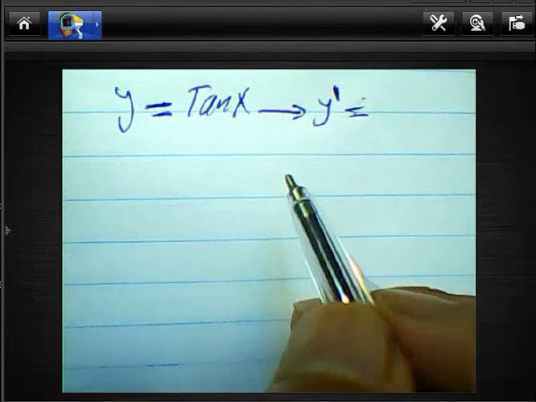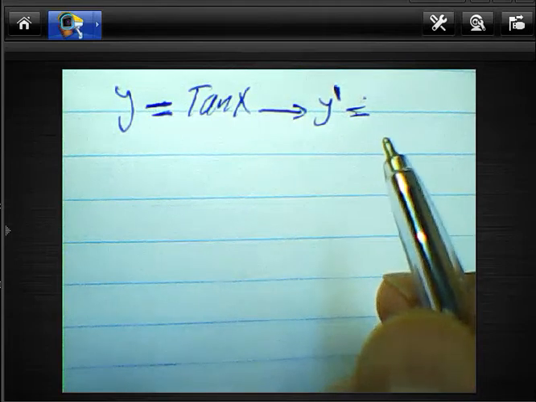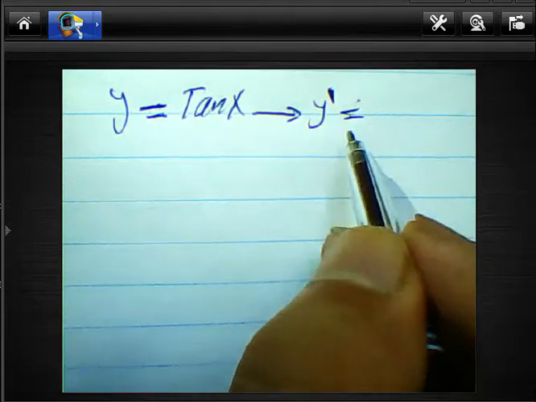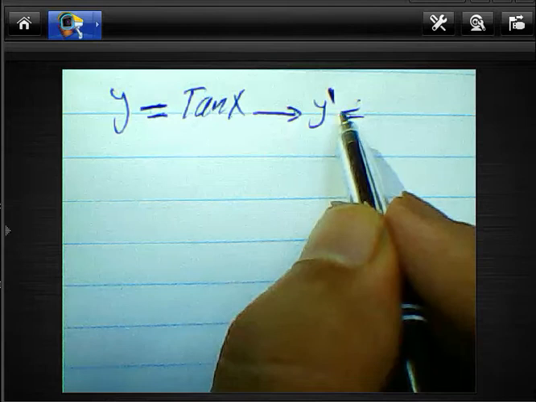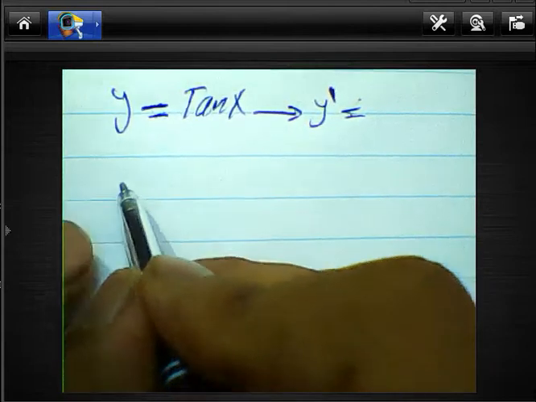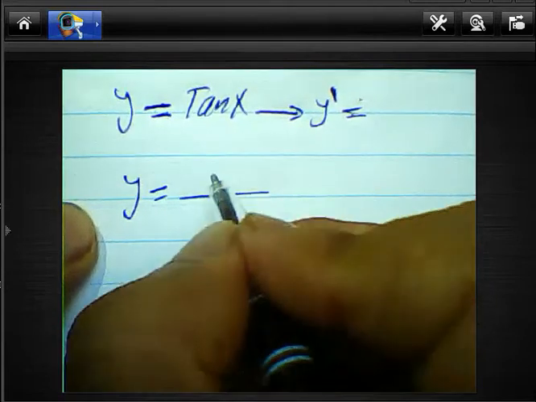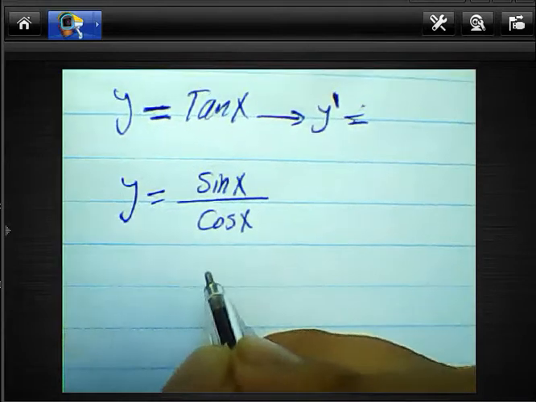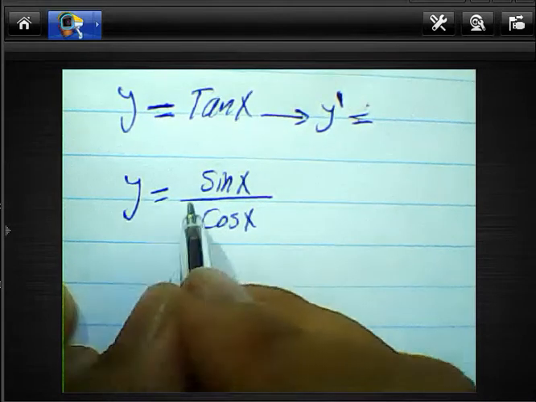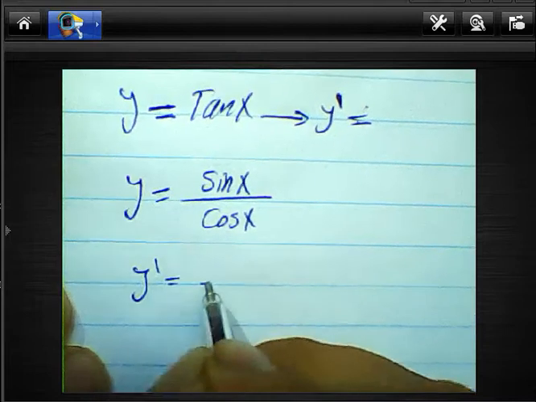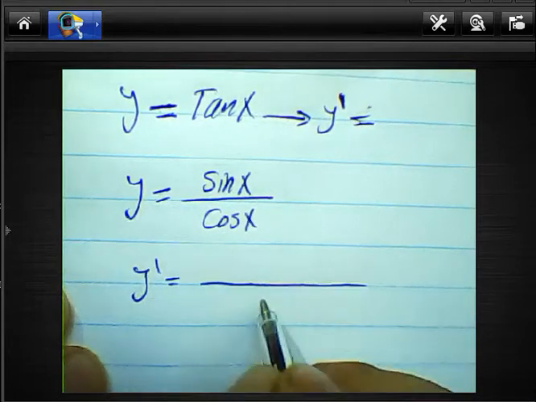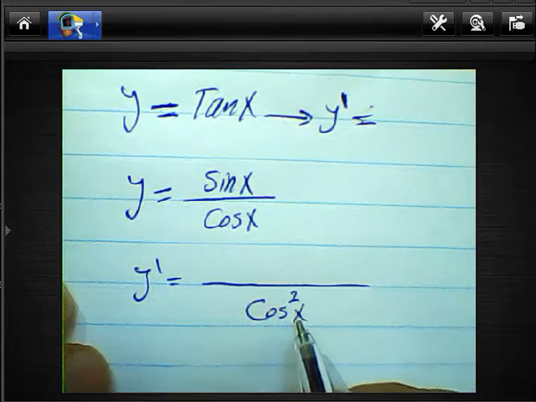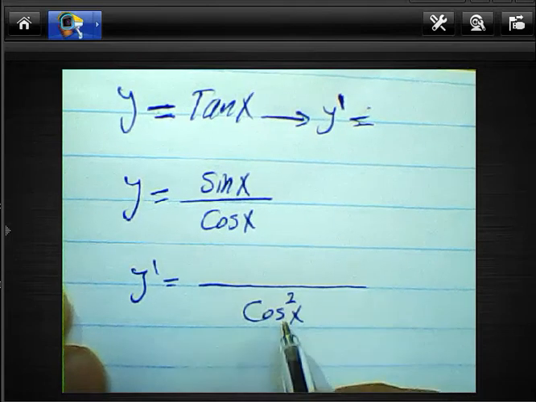We'll complete all questions about derivative functions. Look at this example. If y equals tan x, we want to find y dash, the derivative of this function. We know tan x equals sine x over cosine x, and the derivative y dash equals the denominator times the derivative of the numerator, minus the numerator times the derivative of the denominator, over the denominator squared, cosine squared x.